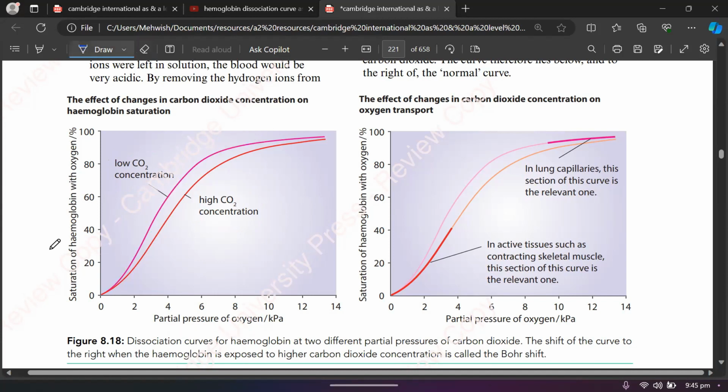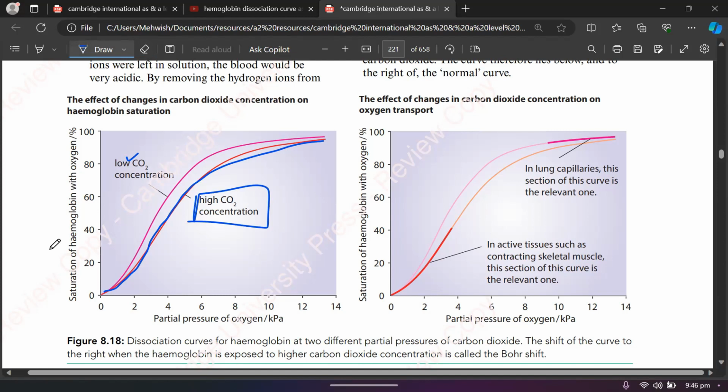Now, when we see these two curves, why are these two curves like that? Because we are now also considering the concentration of carbon dioxide. When there is low carbon dioxide concentration, obviously there is less pH disturbance. So more hemoglobin saturation will be there with oxygen, not with carbon dioxide. But when the carbon dioxide concentration increases, the hemoglobin dissociation curve shifts to the right. This is called Bohr's shift. Why is it shifting to the right? Because of the high carbon dioxide concentration.